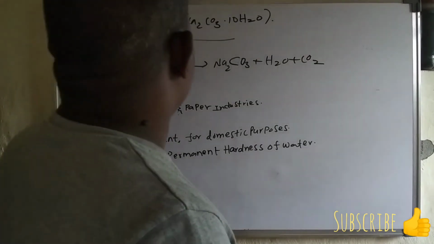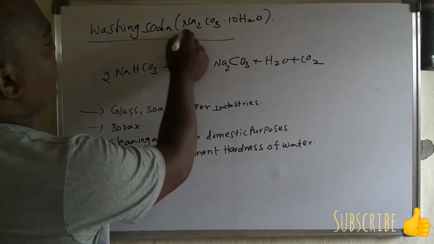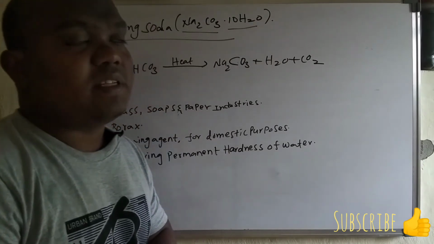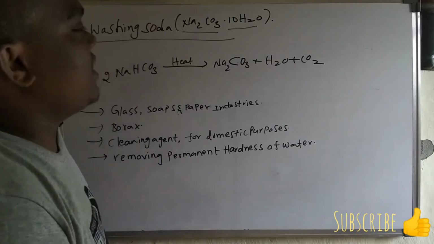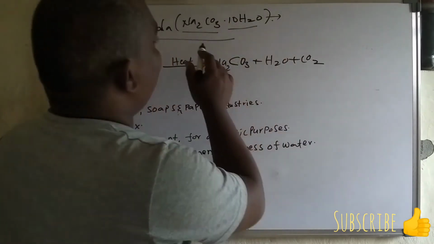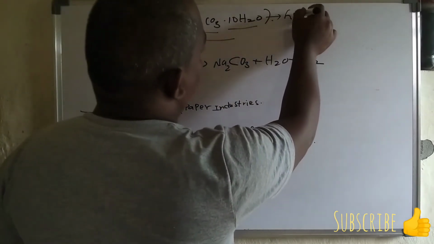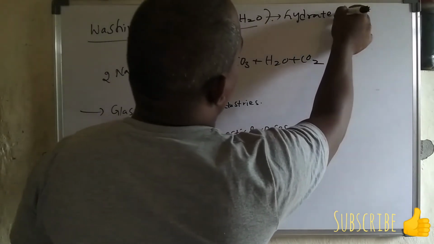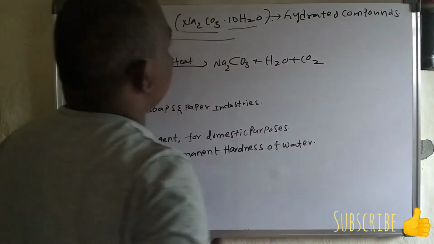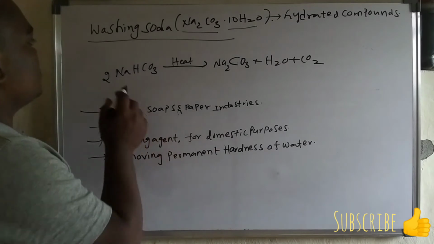Right. Next compound is washing soda. Washing soda has the formula sodium carbonate along with 10 water molecules. Why are we representing 10 water molecules here? Because it is along with water molecules. This compound is called a hydrated compound. When we touch these compounds, they look dry, but they contain water molecules, right?